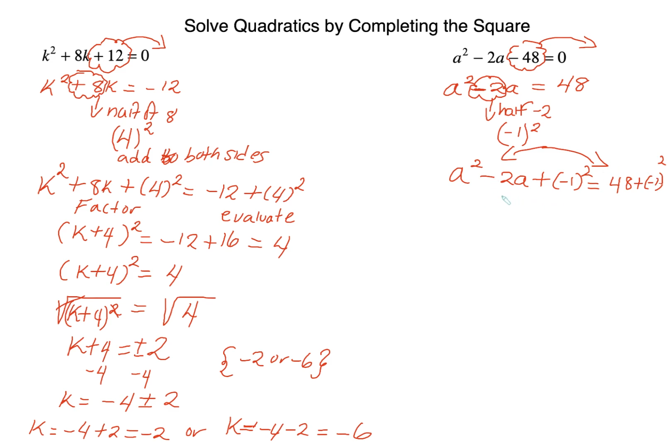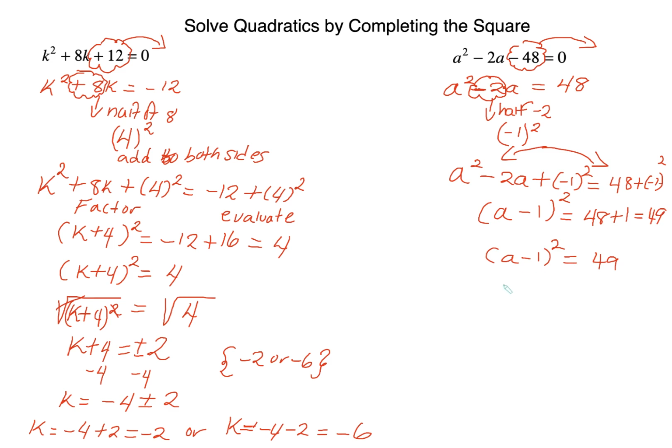Now remember, on this side we have to factor, but because we set it up like this, factoring is easy. It's just the a and the -1 and all that squared equals 48 plus, and if you square -1, it's just 1, so that's 48 plus 1 is 49. I have (a - 1) all squared equals 49.